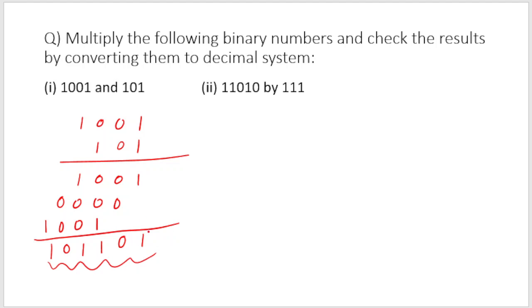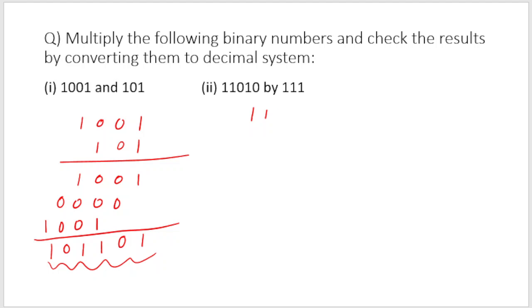So here there is no confusion, because it is very obvious that the process is similar to the process of multiplication that we have done in decimal. Now let us look at this one. So we have 11.